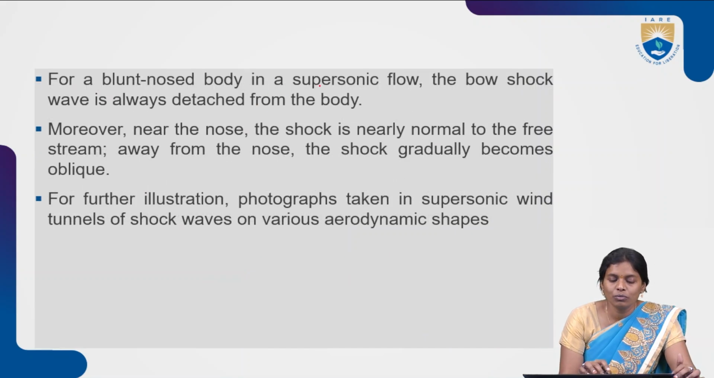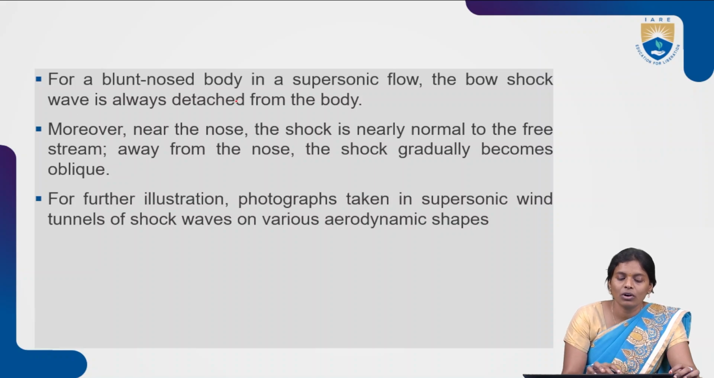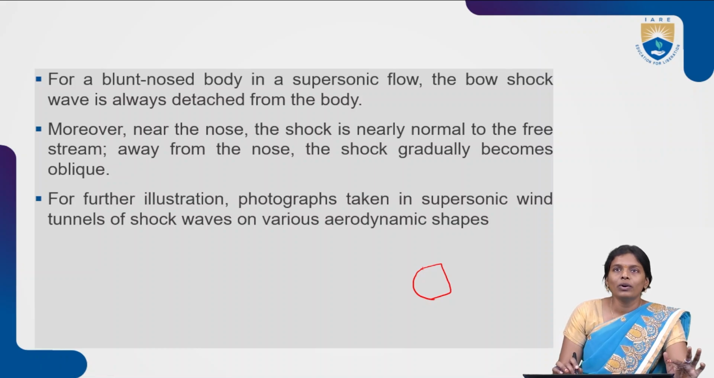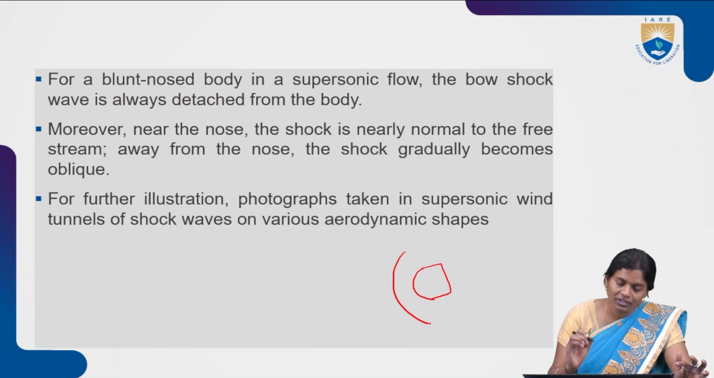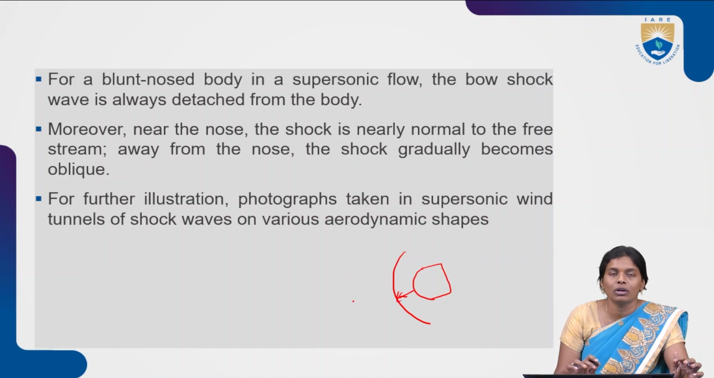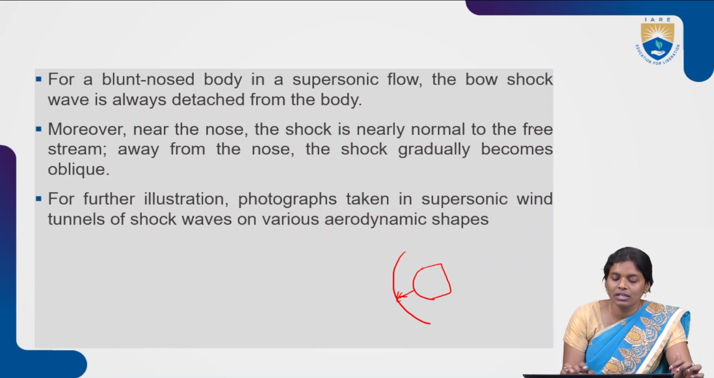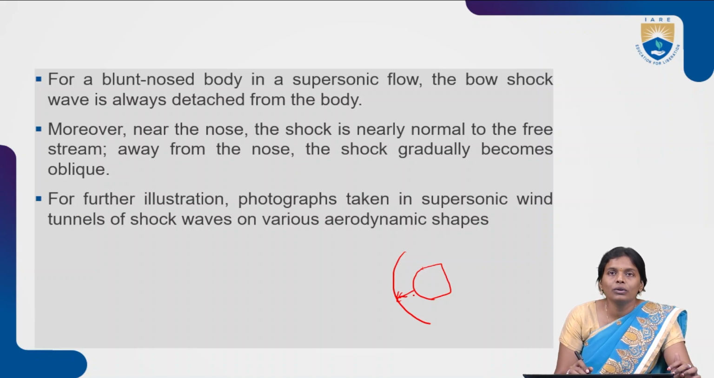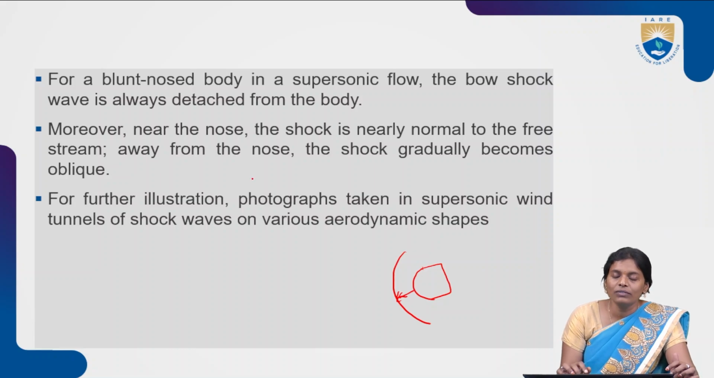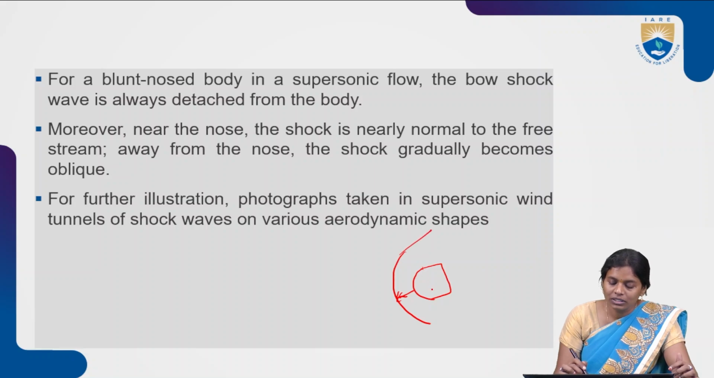Now, for a blunt closed body in a supersonic flow, the bow shock wave is always detached from the body. So if you take a blunt body like this, in a supersonic flow we will have the presence of a bow shock that is always detached from the body, meaning it is presented upstream of the flow. Moreover, near the nose the shock is nearly normal to the free stream. Away from the nose, the shock gradually converts into oblique shock waves.